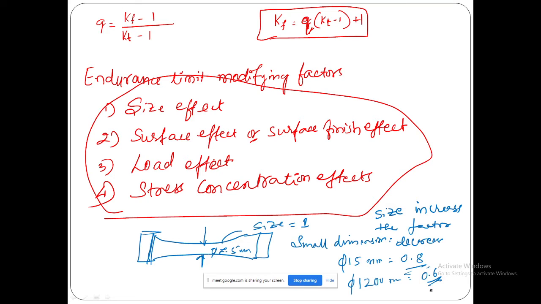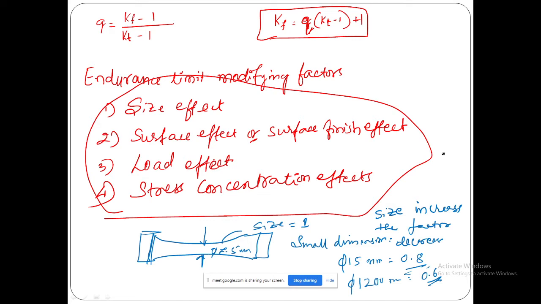Clear? So the size factor takes into account the reduction in endurance limit due to increase in the size of the component. What is the reason? The reason is that more blowholes or more flaws may exist inside the component. As the size increases, there is a possibility of an increase in defects.